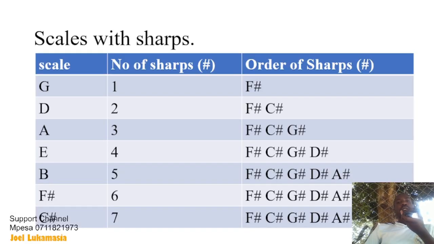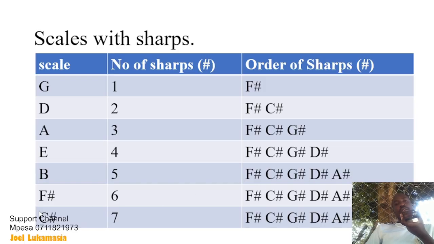Scales with sharps. These are some of the keys or the scales that we have with sharps. The first one is G major, which has one sharp, that is F sharp. Then you have D, it has two sharps, that is F sharp and C sharp. Then you have A, it has three, that is F sharp, C sharp, G sharp. Then you have E, it has four, that is F sharp, C sharp, G sharp, D sharp. Then you have B, that is five: F sharp, C sharp, G sharp, D sharp, then A sharp.